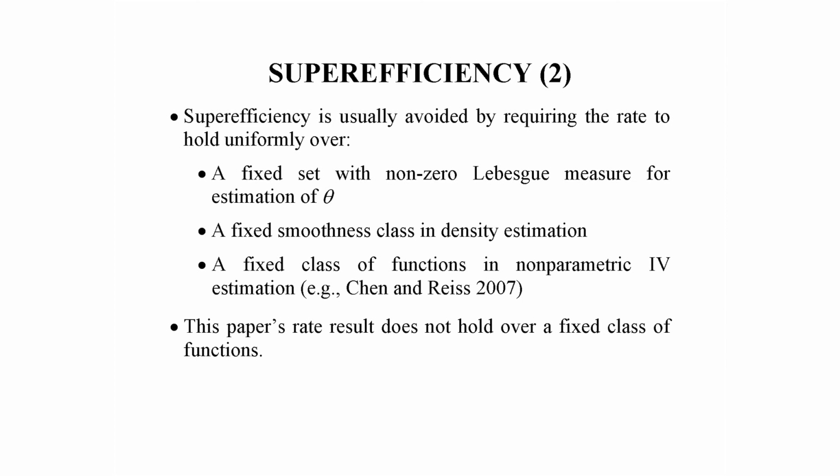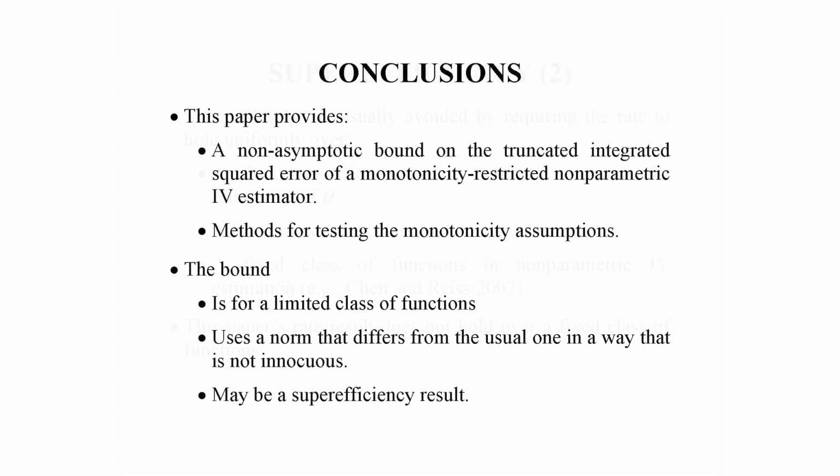And it's over a fixed class in non-parametric IV estimation. You can see this in the paper by Chen and Reiss. So this paper's result, in fact, does not hold when we're talking about a fixed class of functions. It holds only if we're talking about the shrinking neighborhood, which, I don't know if it really is, but it certainly looks a lot like super efficiency.